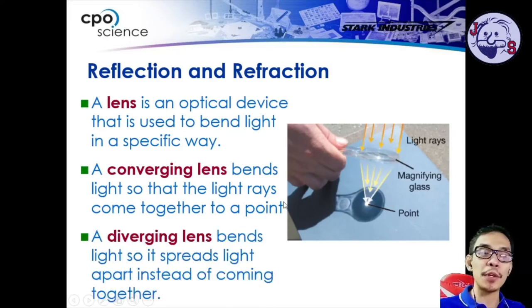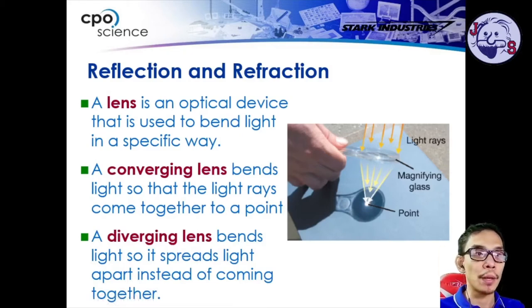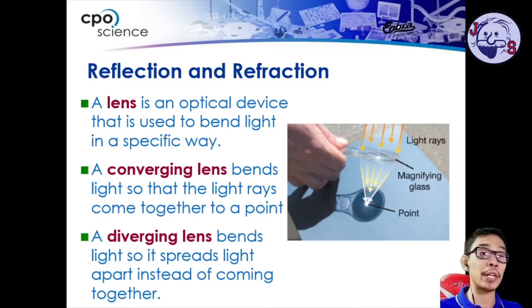Next one is the diverging lens. The diverging lens is the opposite of the convergent one, because instead of making the light come together as one, the diverging lens bends the light and spreads it even further. So that is the diverging lens.